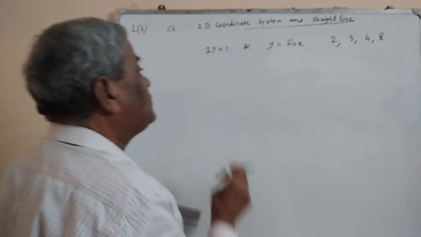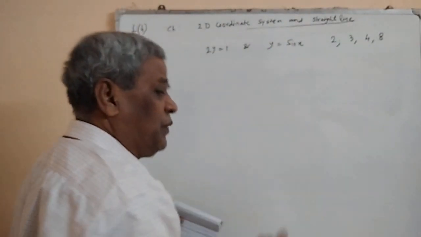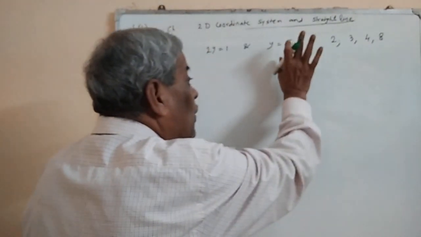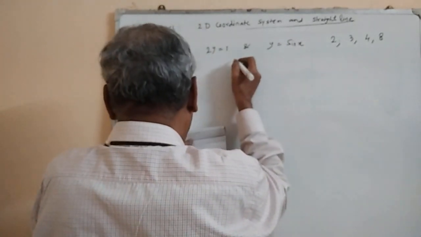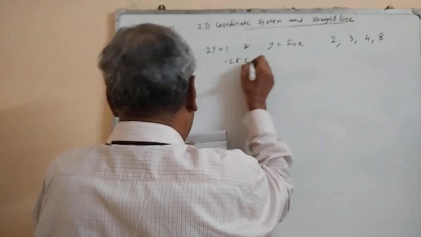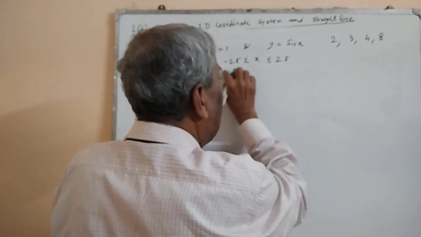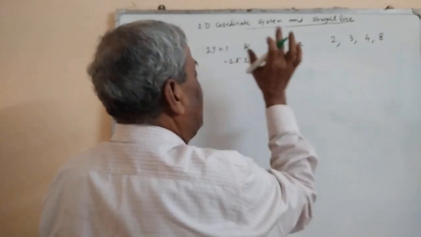Actually, one equation is algebraic and the other equation is trigonometric, so it is very difficult to solve them. And one more thing is given, a range is given. The range is minus 2 pi less than or equal to x less than or equal to 2 pi. Within that range, the number of points of intersection of this and that.